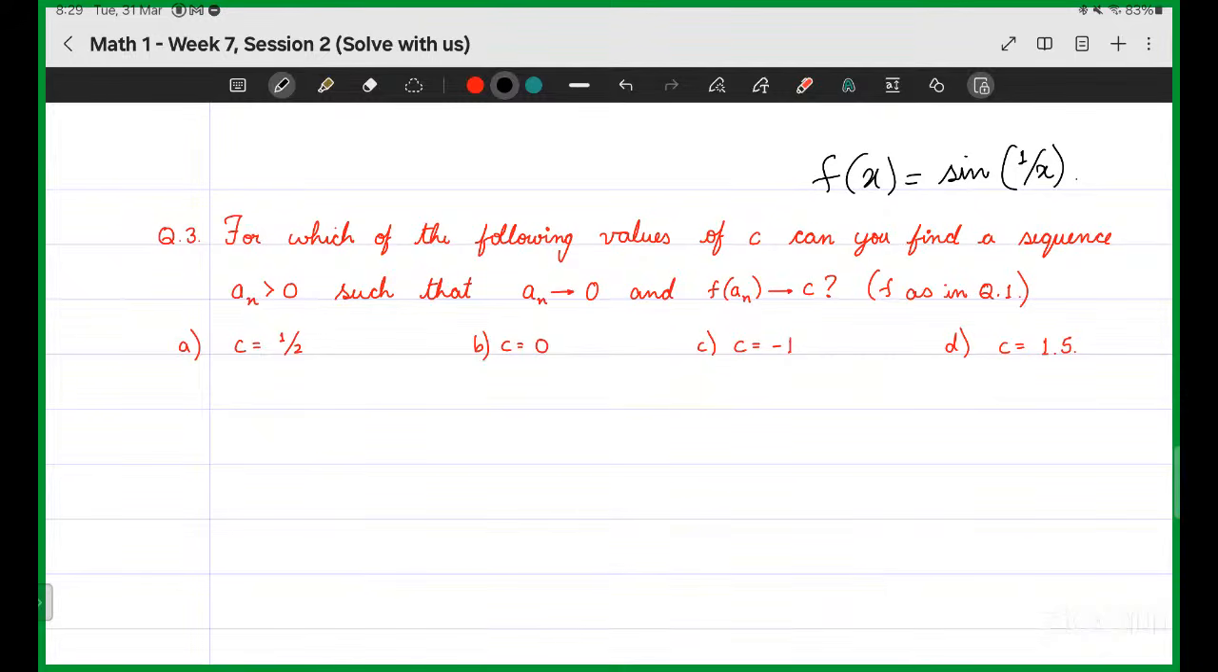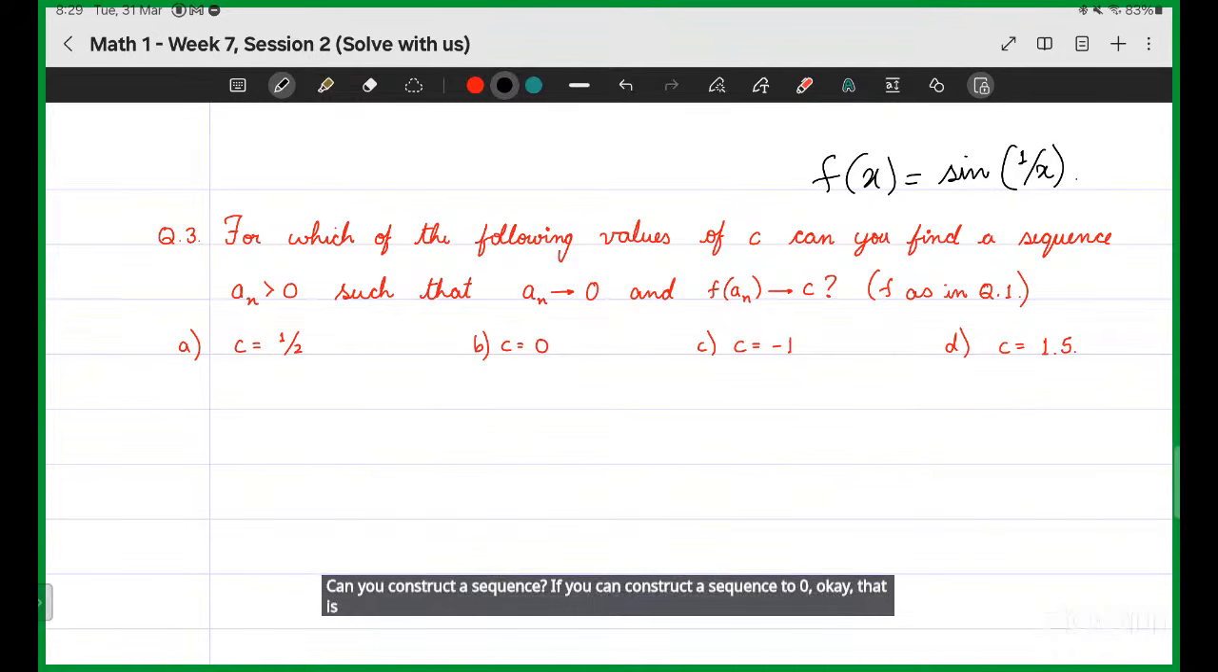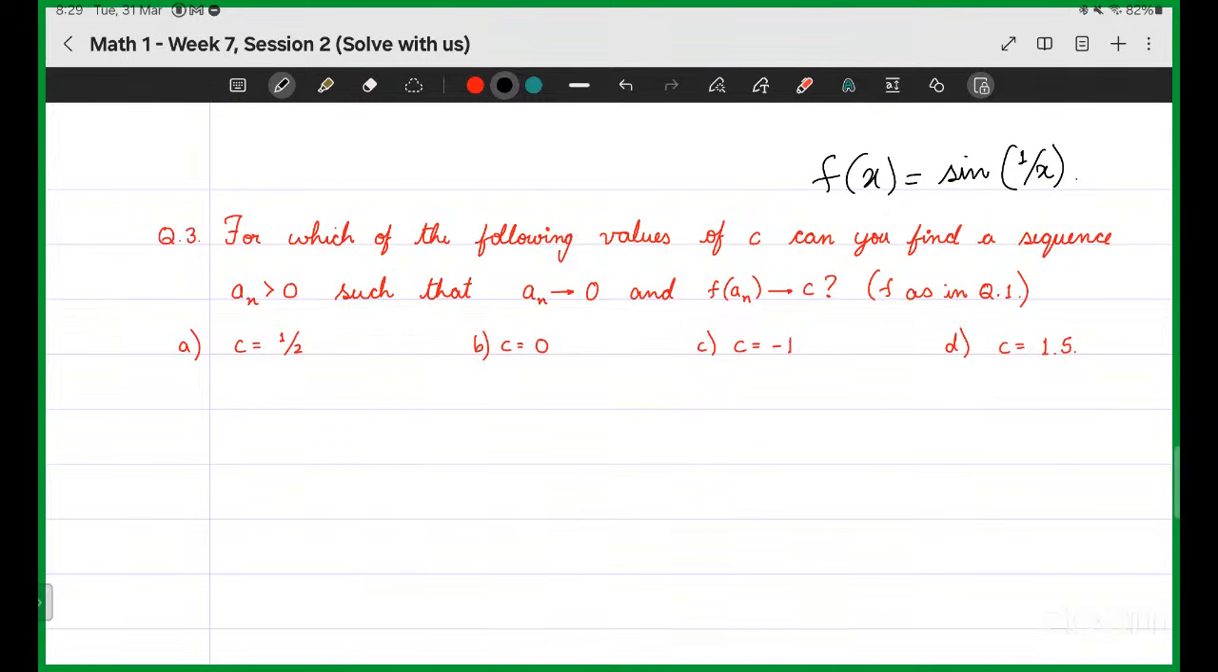Sir, should it be 0? So there could be multiple correct answers to this question. Can you construct a sequence? If you can construct a sequence to 0, okay, that is okay. B is one correct option. You can claim. There could be more also.